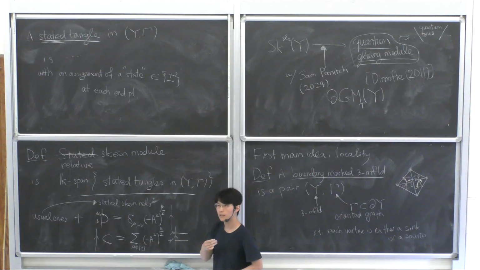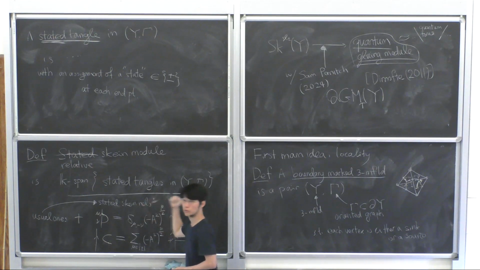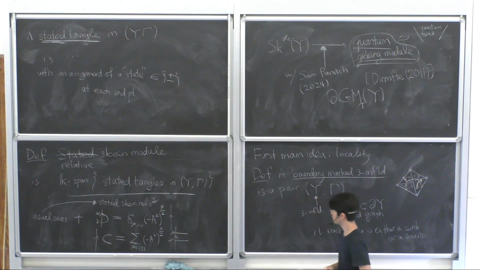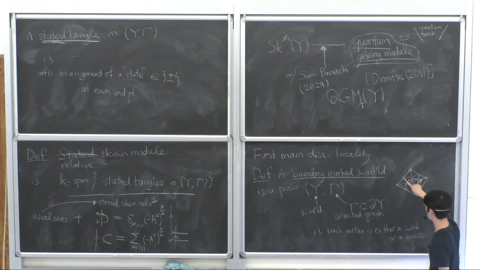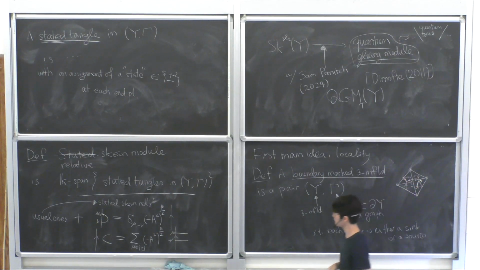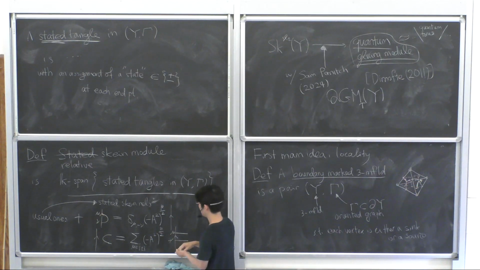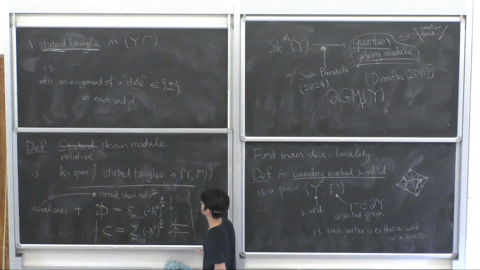Yes, it must end on the boundary marking. And it shouldn't end on the vertices as well, so it should be in the interior of an interval. Okay, so that's the definition of a stated Skein module.